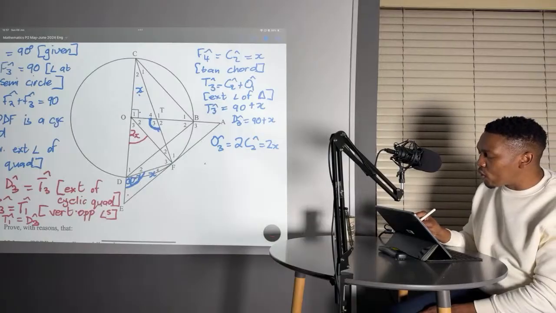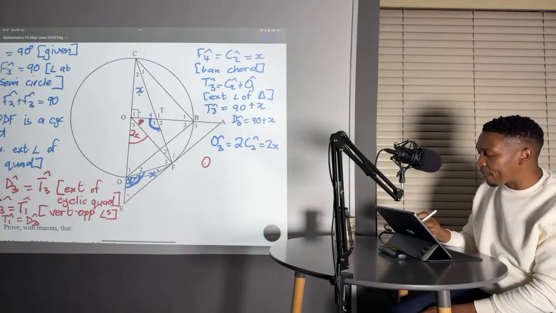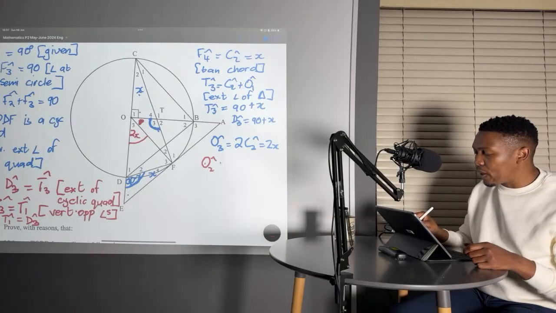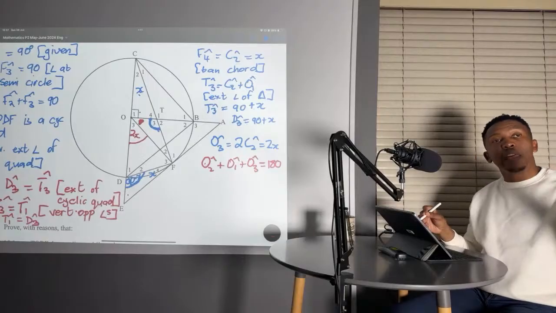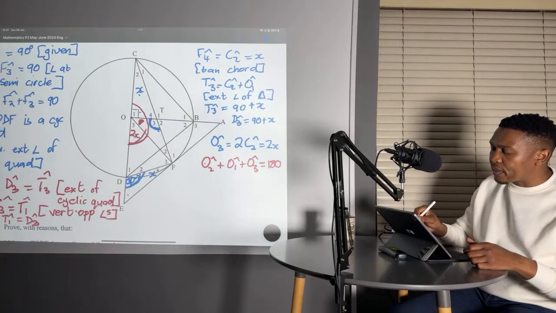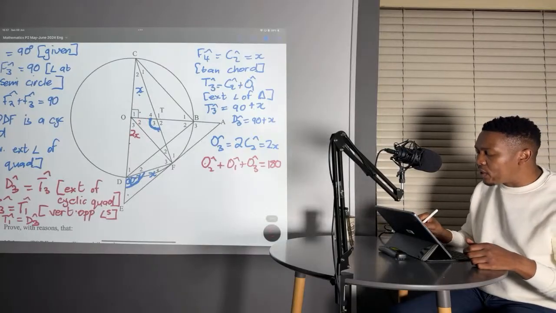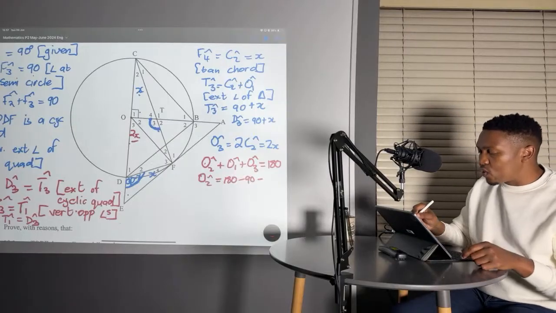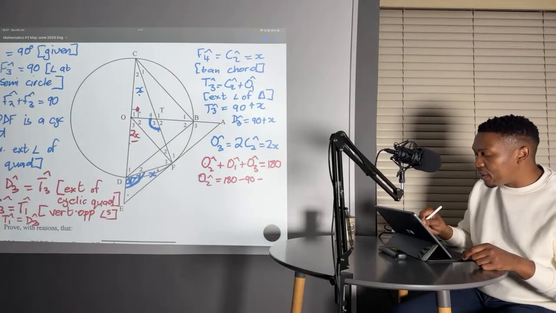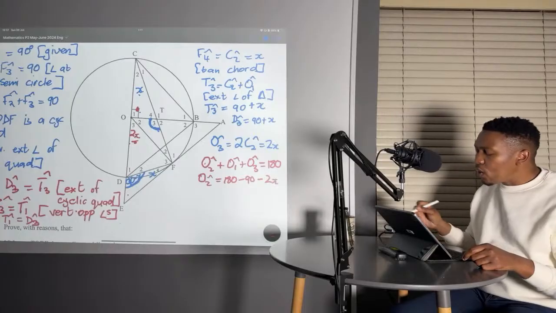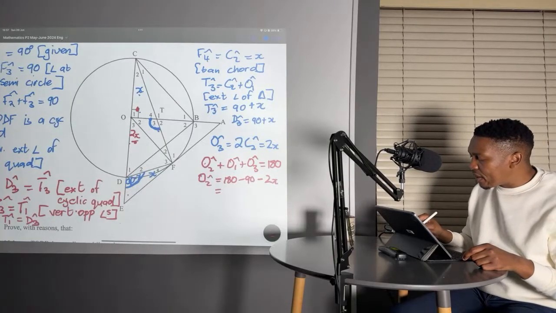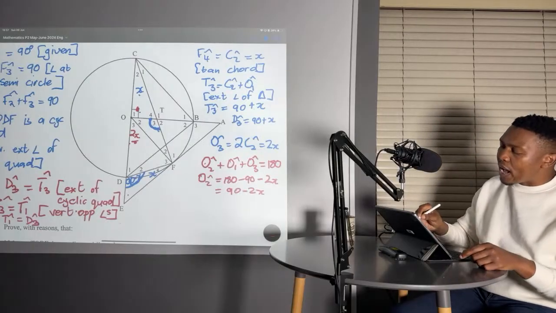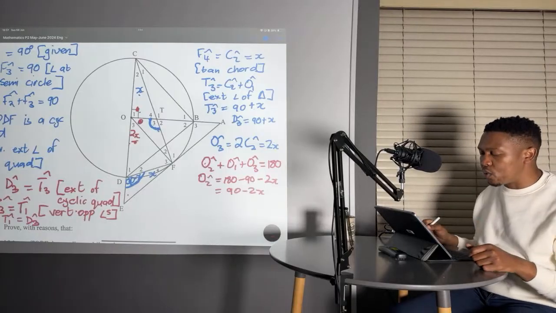In fact, let me just conclude with what I wanted to do. So the angle O2, which is in here, so the angle O2 plus O1 plus O3 is equal to 180. That's sum of angles on a straight line. So I'm trying to find O2. So O2 is equal to 180 minus 90 minus 2x. So 180 minus 90 minus this 2x. What does that give me? It gives me 90 minus 2x. Now I found the angle O2 to be 90 minus 2x.